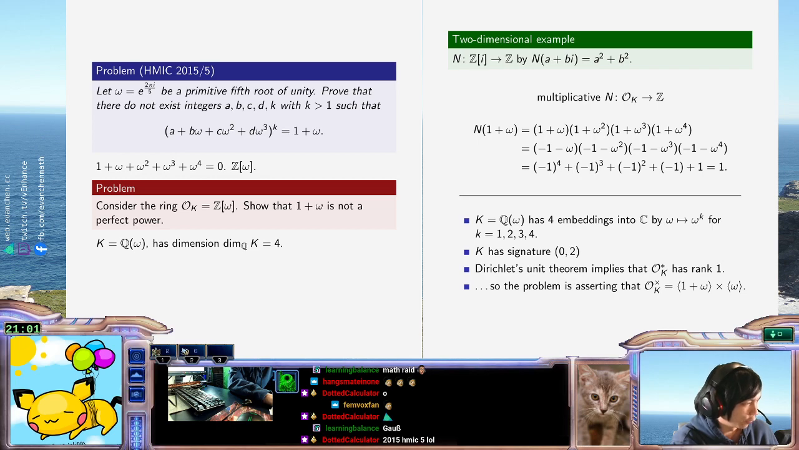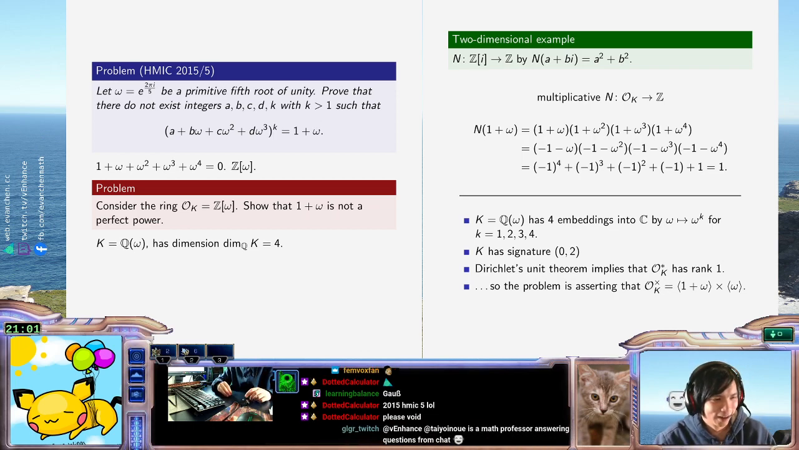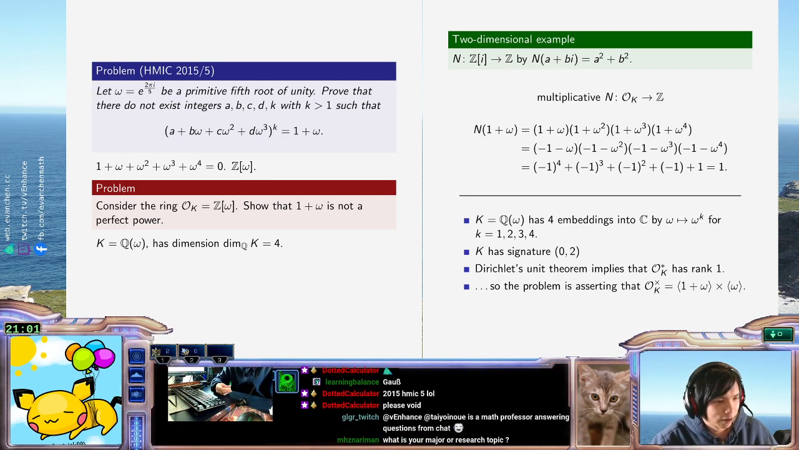Yeah, and right now we're getting algebraic number theory happened. On answering questions from chat. Ah, okay. What is your major or research topic? So I'm actually pre-quals. I haven't passed my qualifying exams yet, but my intended area of research is modular forms.